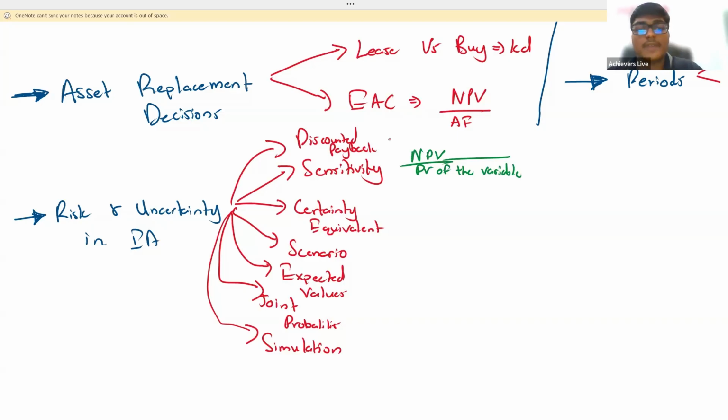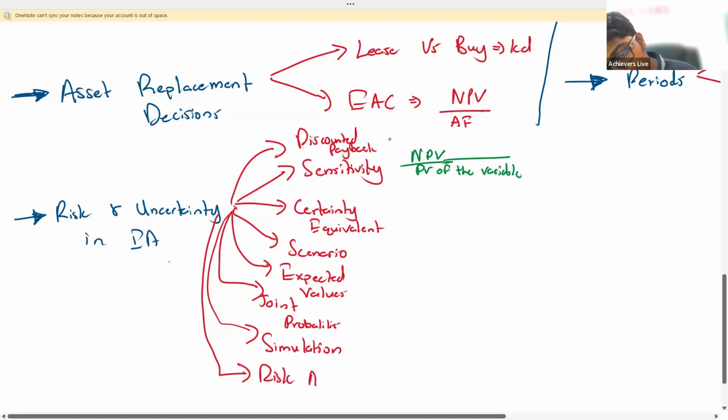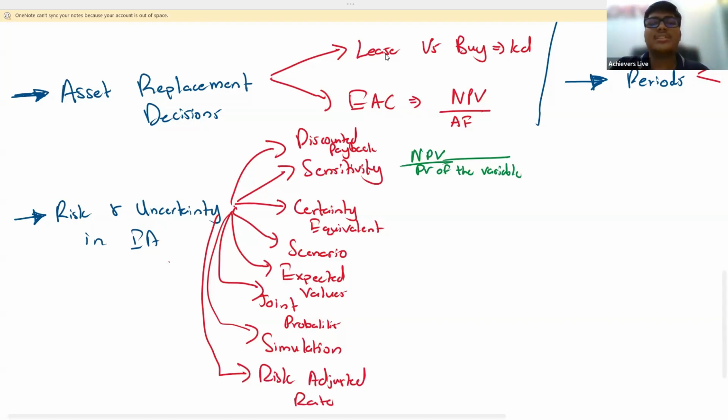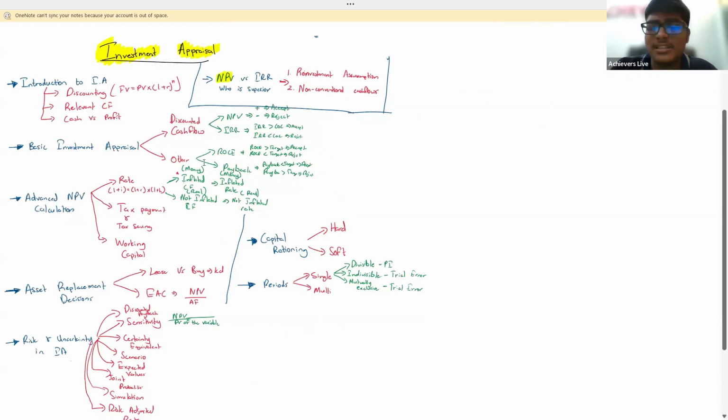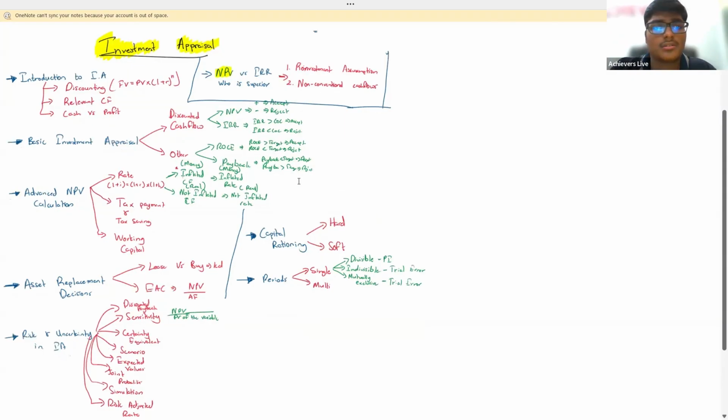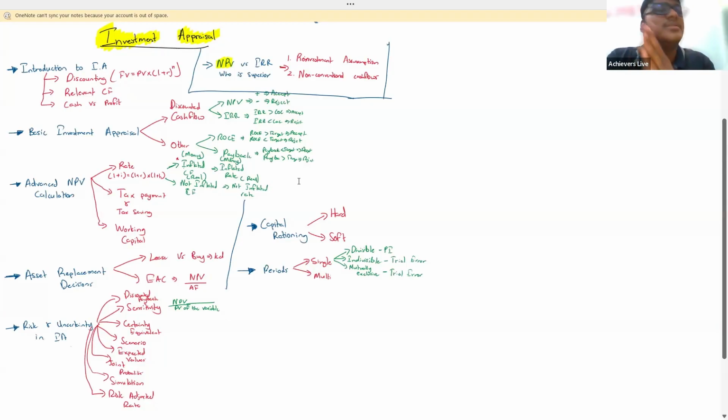And the final method is using a risk adjusted discount rate. How to use a risk adjusted discount rate, we have looked at in business finance. So this is your investment appraisal. 25% of your syllabus. Let me zoom out. Only this much. Look at this. So little. This is 25% of your syllabus. Very simple. If you want, take a screenshot.